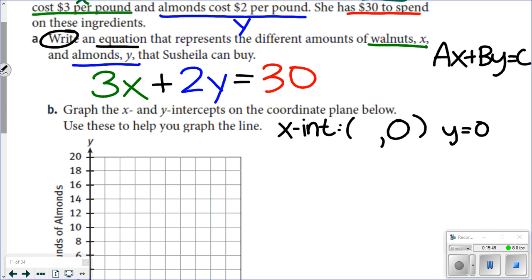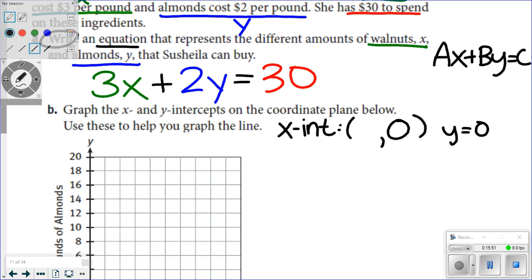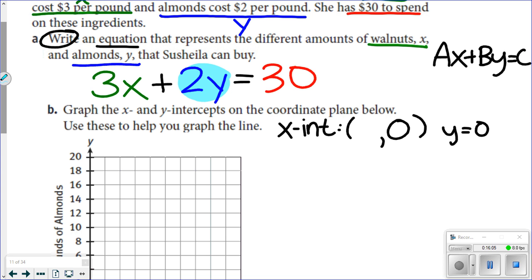into that blue y up here. So if I take a 0 and put it in right here, this is gone. I'm currently covering it up with my hand, but you can't see it. What are we left with? We're left with this green 3x equals this red 30. So if y equals 0, I'm left with my ax equals c. My 3x equals 30.